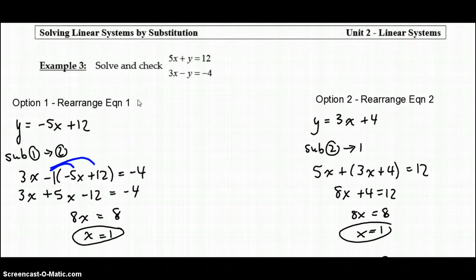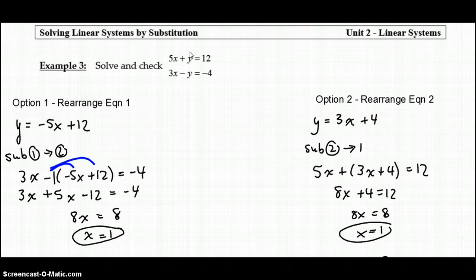So option 1 would be to rearrange the first equation. If you rearrange this first equation for y, that 5x would be subtracted over to the other side, so we'd end up with negative 5x plus 12. If you chose to rearrange the second equation, that's also fine. But what you'd want to do is get this negative y to the other side by adding it, thus having a positive y value, and then the negative 4 would come over to the left by adding it. So we end up getting a positive y and a positive 4 as well. So that's what that equation would look like if you chose to rearrange that second one.